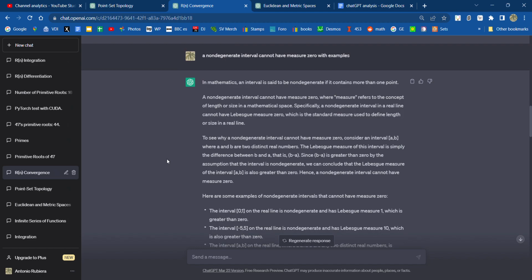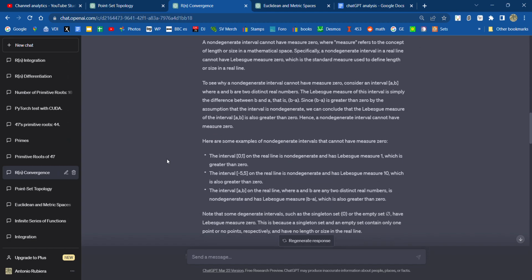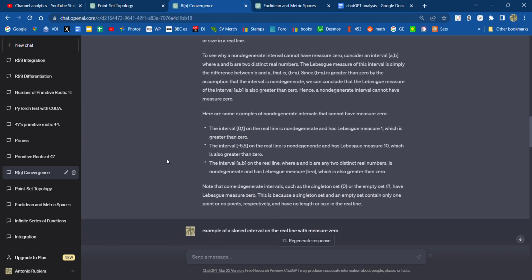A non-degenerate interval cannot have measure 0, with examples. It contains more than one point. And so if it contains more than one point, there's a difference between those points. There has to be some length between those 2 points, at least 2 points. And then it gives you examples, the interval 0, 1 closed having measure 1.